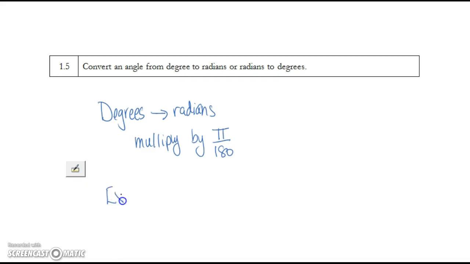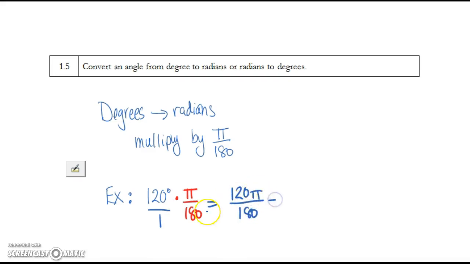For example, let's take 120 degrees. If we're converting it to radians, we're going to multiply it by pi over 180. Now when you multiply across, we can put this as 120 over 1. We get 120 pi over 180. And we can reduce that.